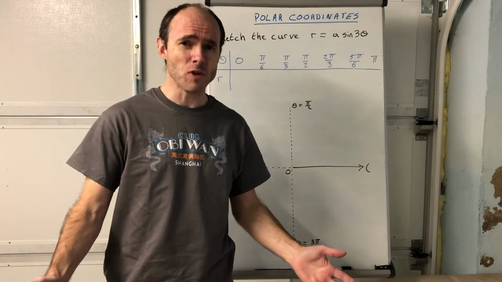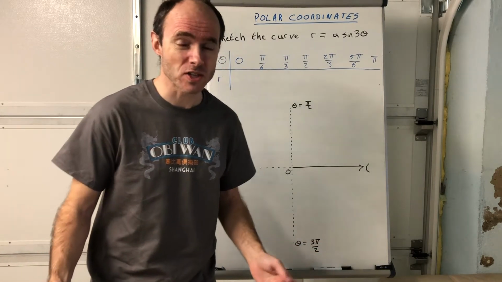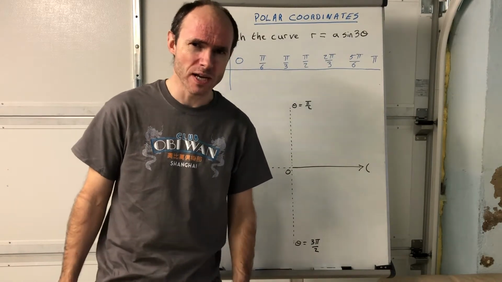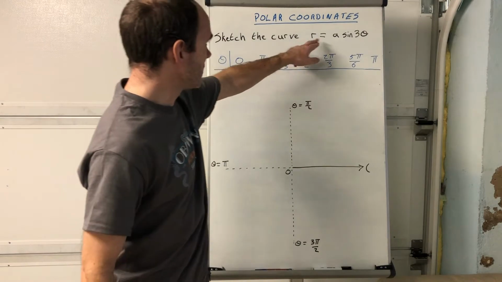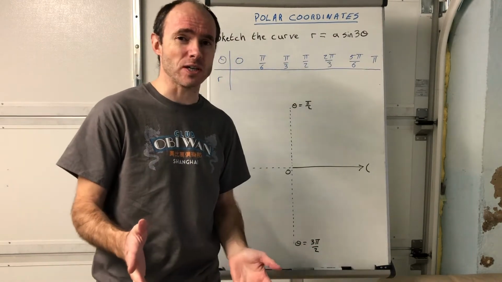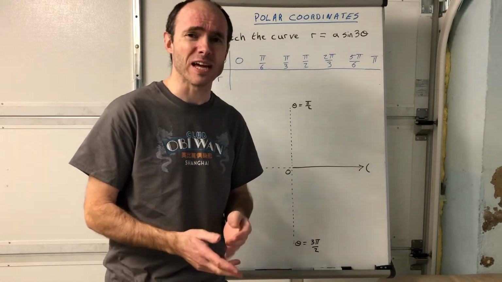Okay, so this is a really interesting curve, quite a cool curve actually, and a very common one at our level that we're dealing with polar coordinates. Simple enough equation, r equals a sine 3 theta. I'm going to talk you through how to sketch it, and a reminder about how to sketch any curve in polar form.